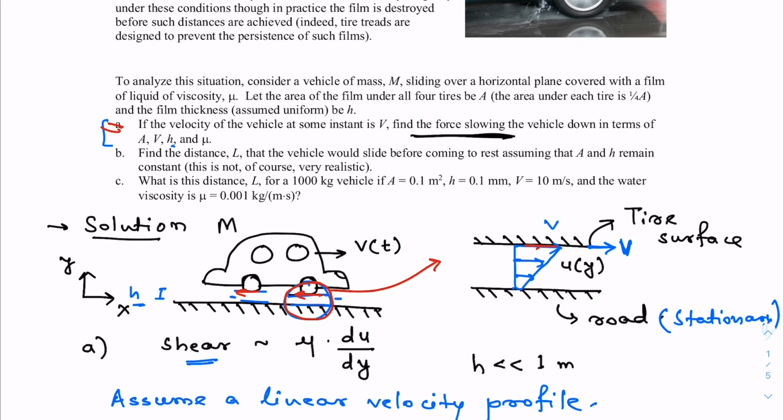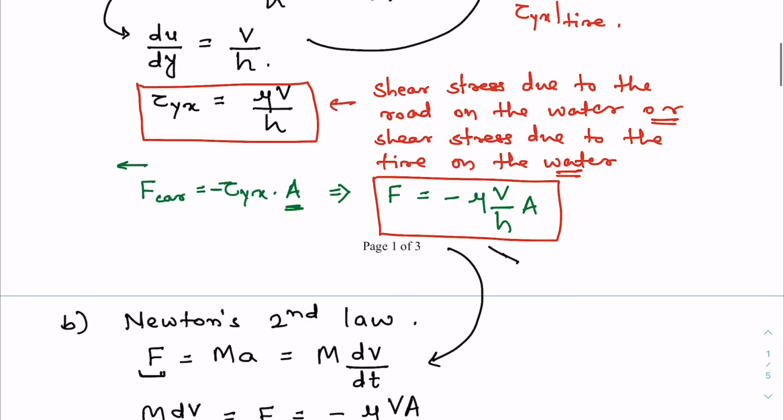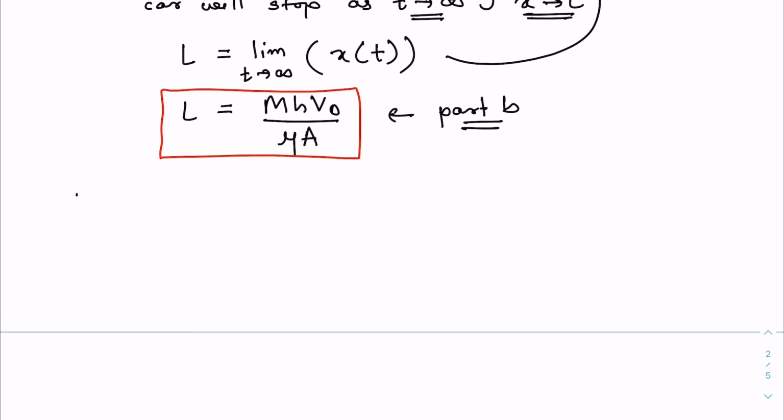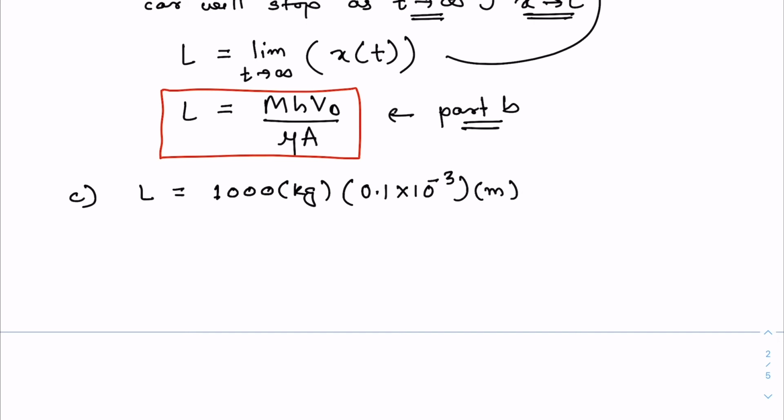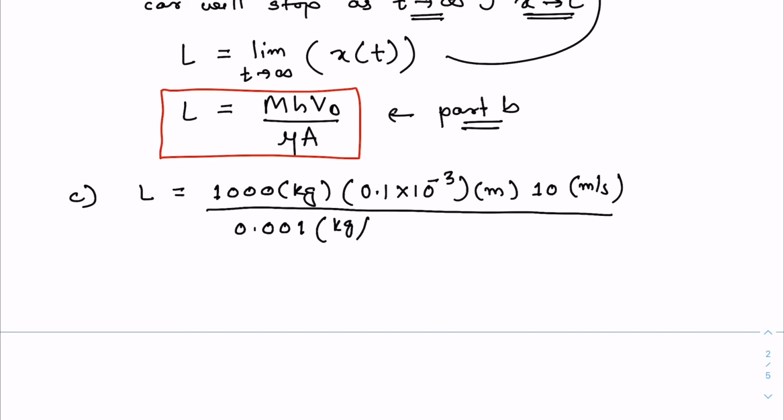Now in part C, we are just asked to find this distance L for the given mass of the vehicle and the area of the tires, and film thickness, and the initial velocity is also given. So we just need to substitute all these values in the expression that we just found out for the stopping distance L. And if you substitute all of those, you get 1000 kg mass. h is 0.1 millimeters, which is 0.1 times 10 power minus 3 meter. v naught is given to be 10 meter per second, divided by the water viscosity, which is given as 0.001 kg per meter second, and the area is also given, it is 0.1 meter square.